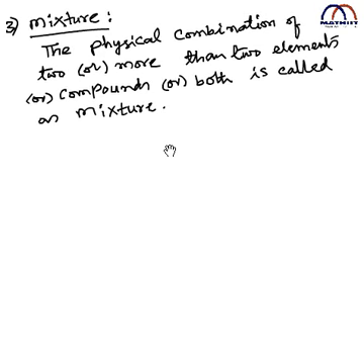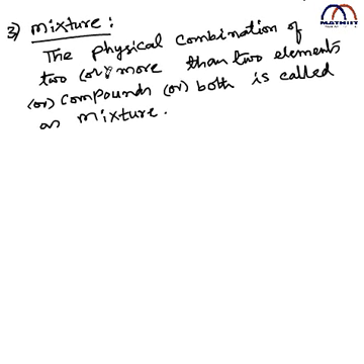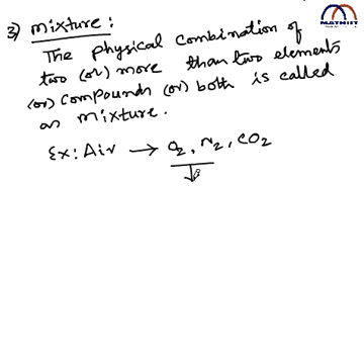Let us see in detail about this mixture. From the definition you might have understood that a mixture may contain two or more than two elements, or it may contain two or more than two compounds, or elements and compounds, both of them together. Suppose I will give you a very simple example, air. We know the composition of air. Air contains oxygen, nitrogen and carbon dioxide. These two are elements, right?